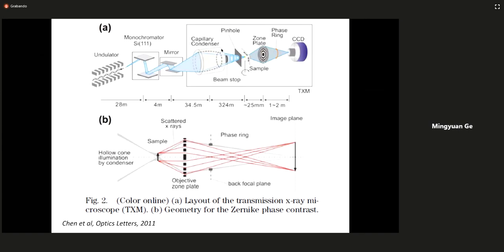So this is really a schematic showing the beamline setup. All the components are the same, except we have a phase ring. The phase ring changes the phase of the direct beam.